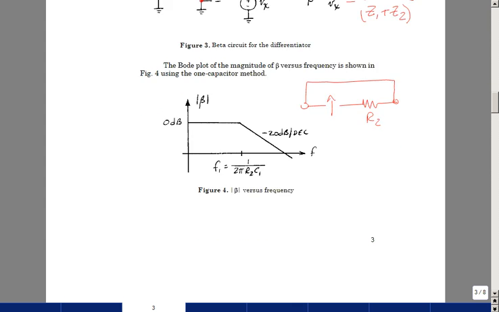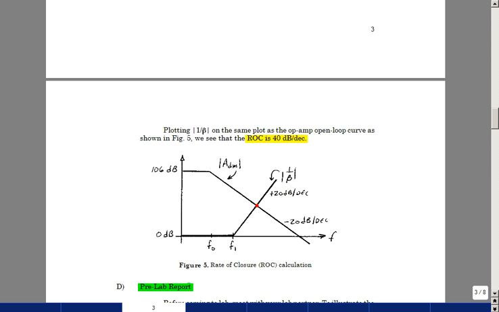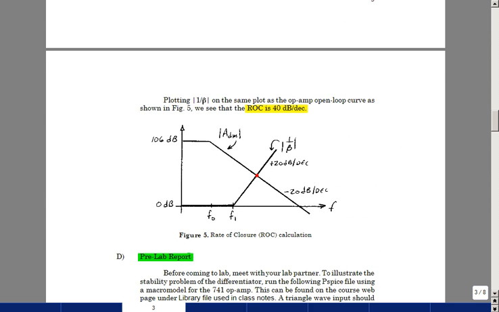If you sketch 1 over beta on the open loop curve, again we're going to measure this by measuring a closed loop circuit and literally get this part of the curve, and then we can just extend it past it, and find roughly the open loop curve. Take the reciprocal of the previous expression, it's going to run into this open loop curve where the red dot is, and the rate of closure in this particular case is the slope of 1 over beta, which is 20 dB per decade, minus the slope of ADM at the point of intersection. And that's 40 dB per decade.